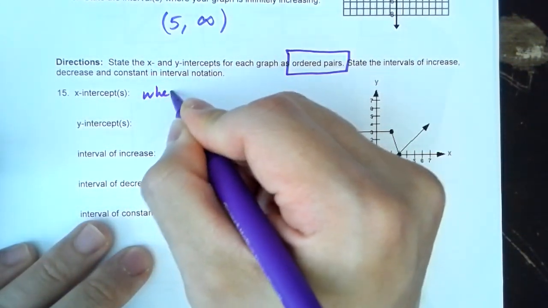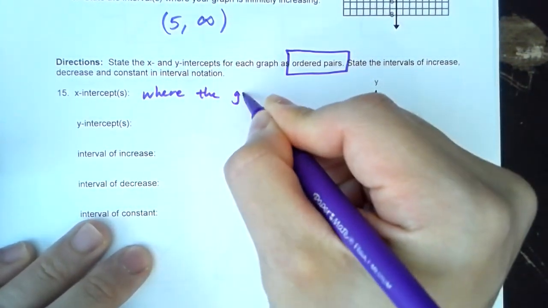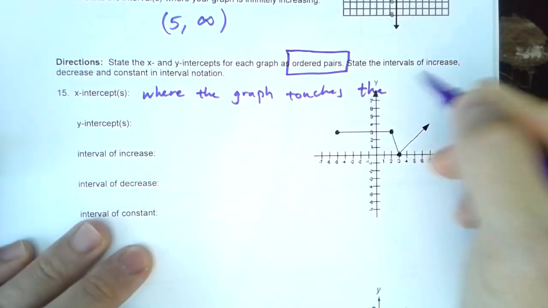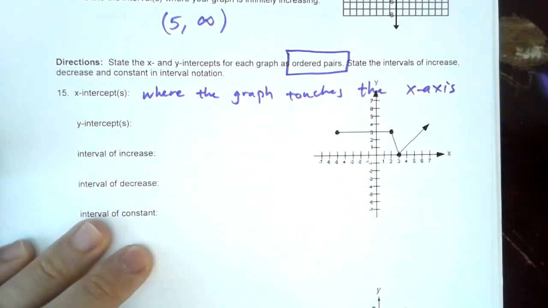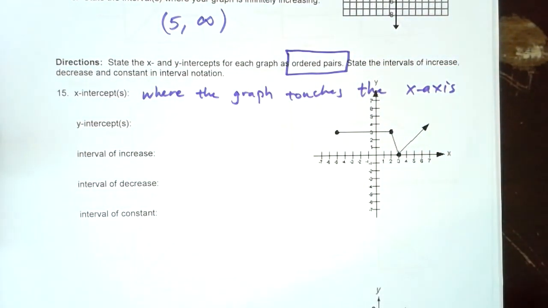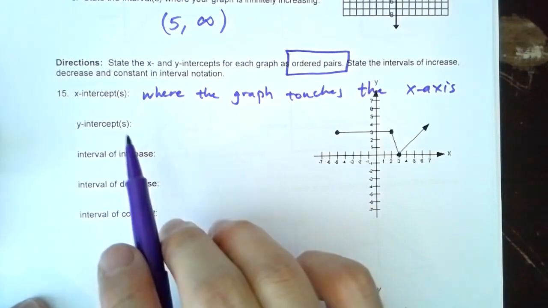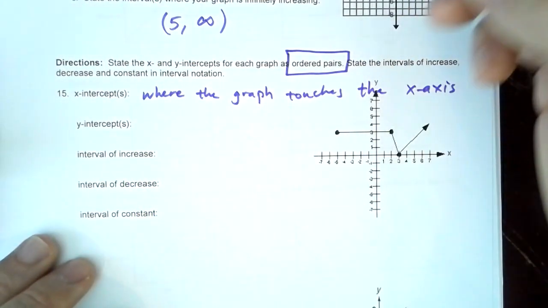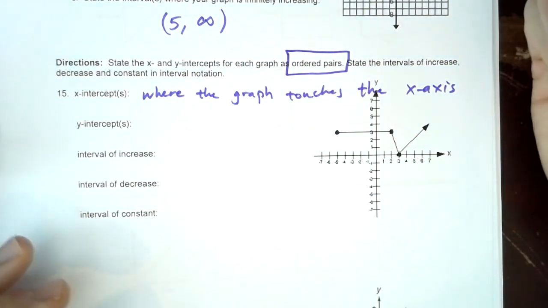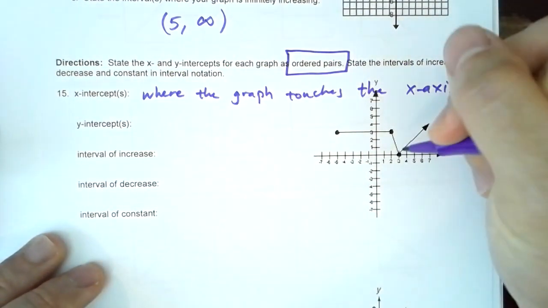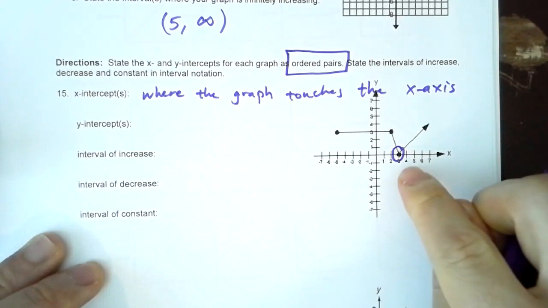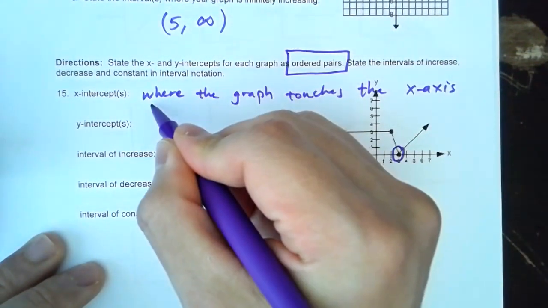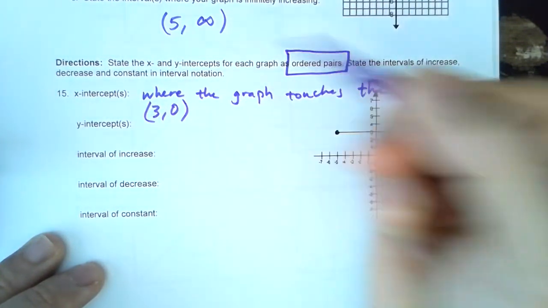It's where the graph touches the x-axis, just in case you forgot. Okay, and obviously we know the y-intercept is where the graph touches the y-axis, but sometimes we students just forget that the x-intercept is where it touches the x-axis, right? So I see the x-intercept right there, and it's touching the x-axis there, and it's touching it at 3, 0.